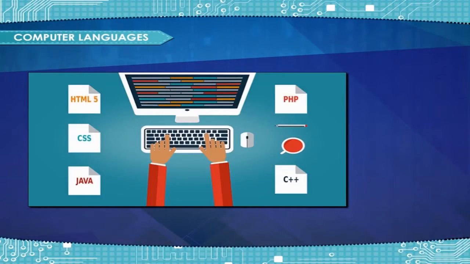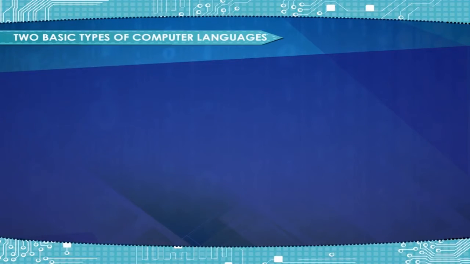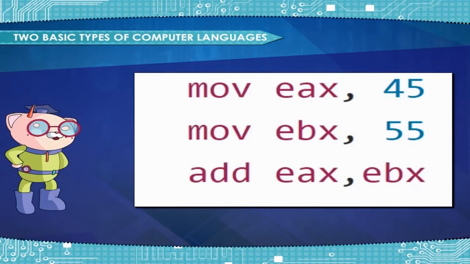Basically, languages can be divided into two categories. Two basic types of computer languages. Low-level language: a language that corresponds directly to a specific machine. There are two types of low-level languages.